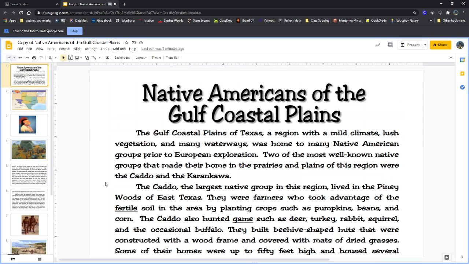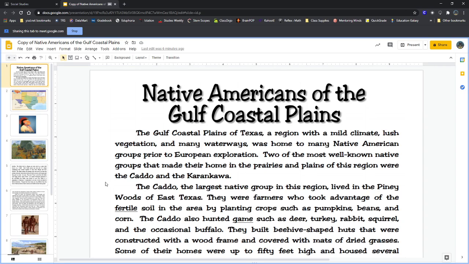The Caddo, the largest native group in this, lived in the piney woods of East Texas. They were farmers who took advantage of the fertile soil in the area by planting crops such as pumpkins, beans, and corn. So this group of Native Americans, because they lived in an area that had very good soil that could grow a lot of different things, took advantage of that, like they said, by being farmers. So one of the ways that they would get their food is actually just by growing it. They even give us some examples of the things that they would grow to eat. They would grow pumpkins, they would grow beans, and they would grow corn.